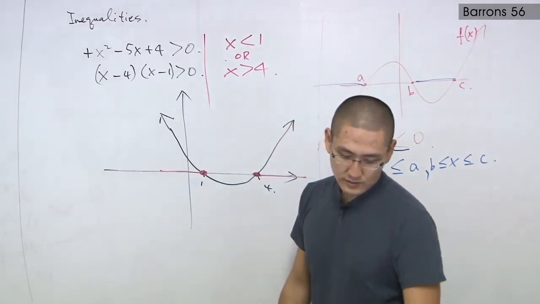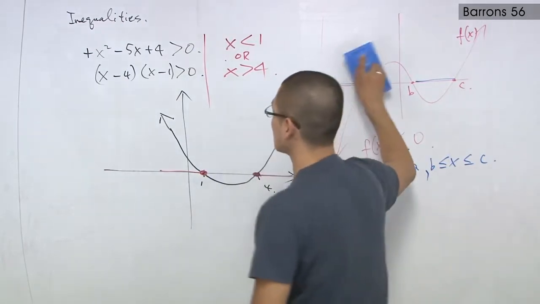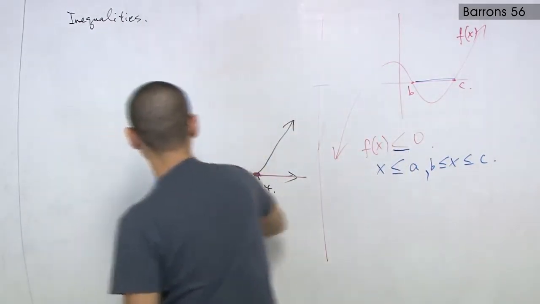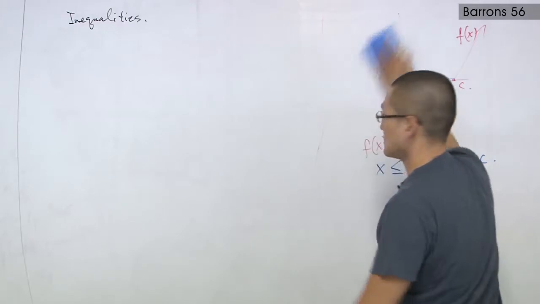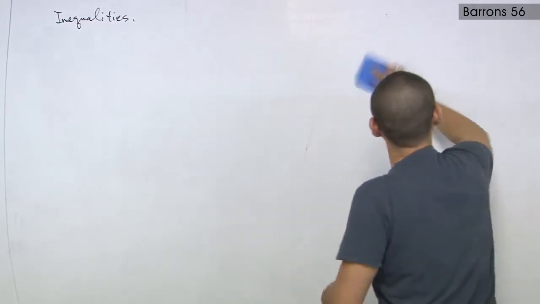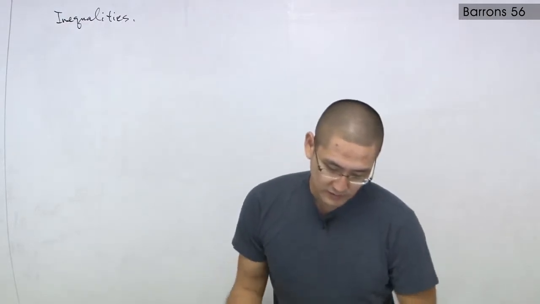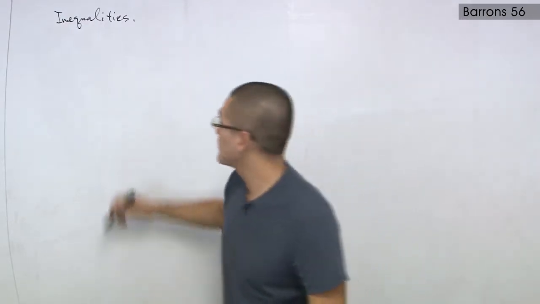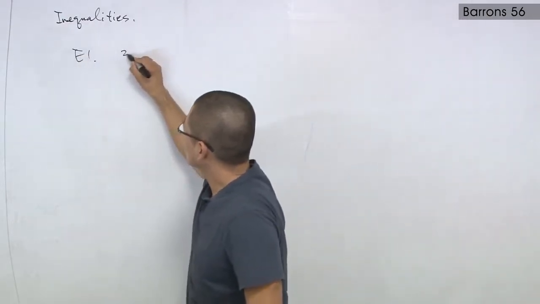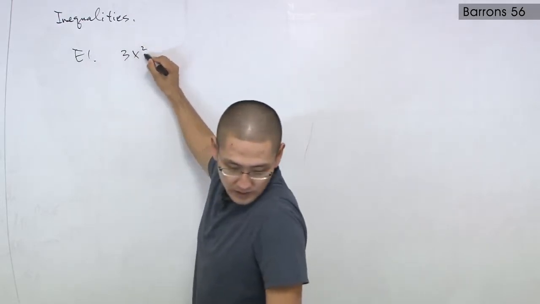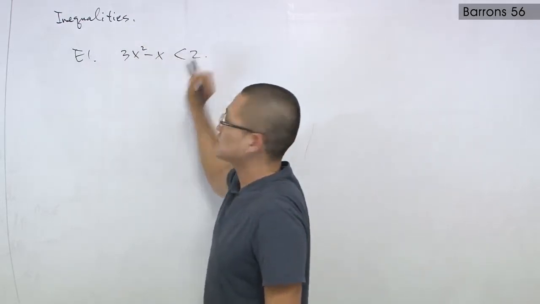All right, let's do some exercises. 1 to 3, all of them are good questions, so let me just do them. And there's no notes to make here. It's really something common sense here. So number 1, which of the following is equivalent to 3x squared minus x less than 2.